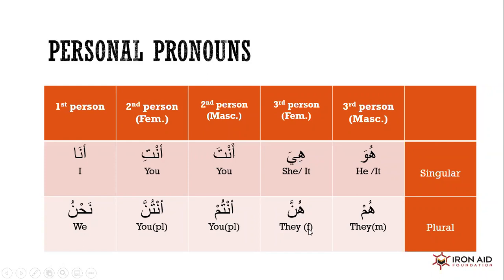Hunna, they, feminine. Okay. And then again for second person, it is similar. So you have masculine and feminine. If you're talking to one person who is male, then you use anta. So you say anta. And if you're talking to a group of people, then you say antum, antum.